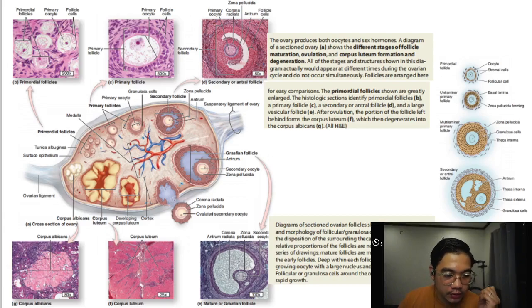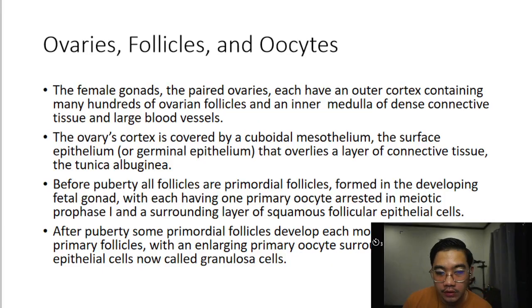Okay, so next slide. So the female gonads, the paired ovaries, each have an outer cortex containing many hundreds of ovarian follicles and an inner medulla of dense connective tissue and large blood vessels. The ovary's cortex is covered by cuboidal mesothelium, the surface epithelium or germinal epithelium that overlies a layer of connective tissue, the tunica albuginea, no?